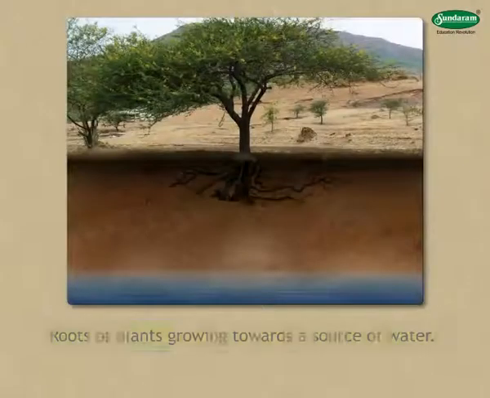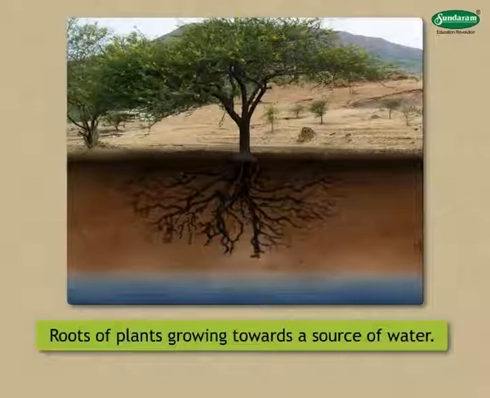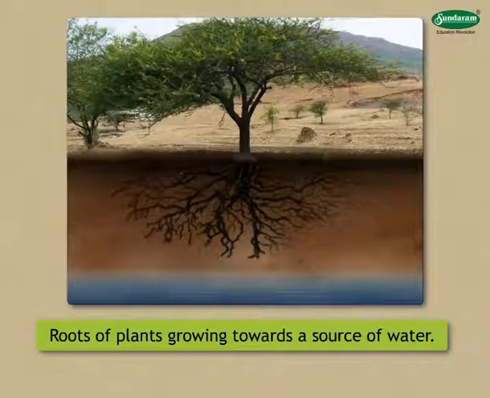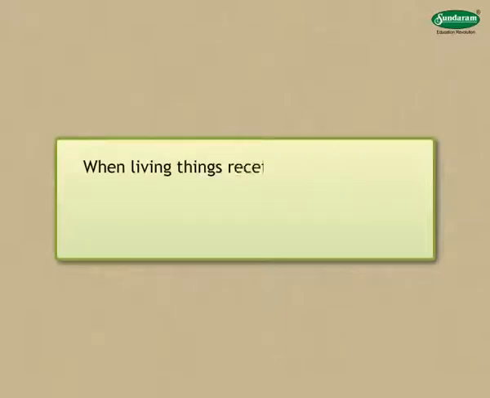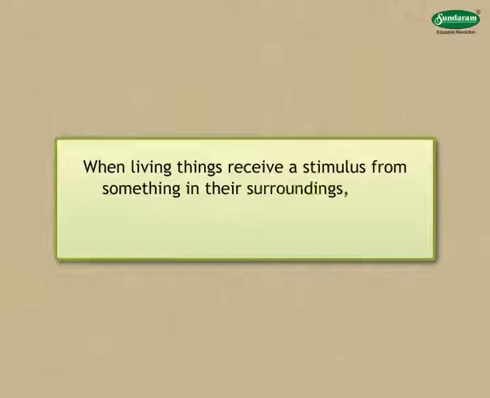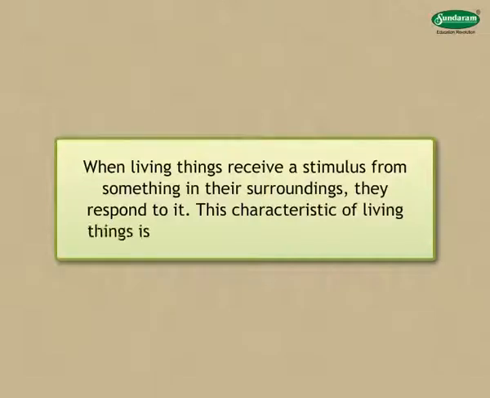You must have seen the roots of plants growing towards a source of water. This, too, is a response given by the plant. From these examples, we see that when living things receive a stimulus from something in their surroundings, they respond to it. This characteristic of living things is called responsiveness to stimuli.